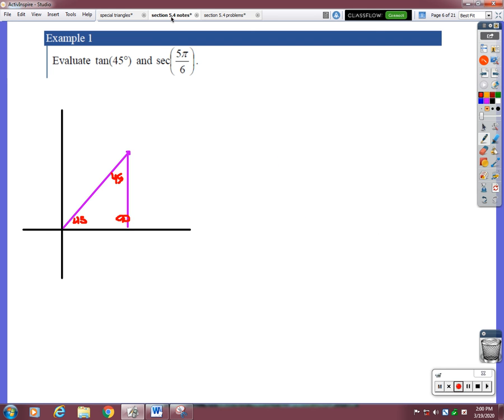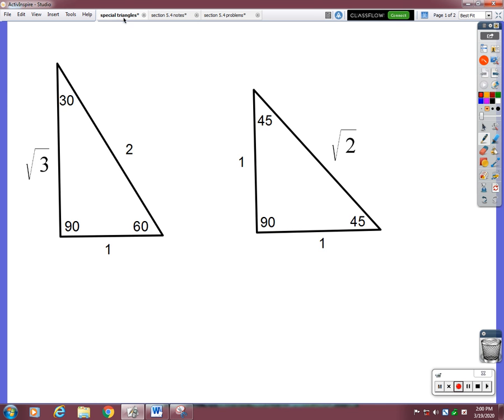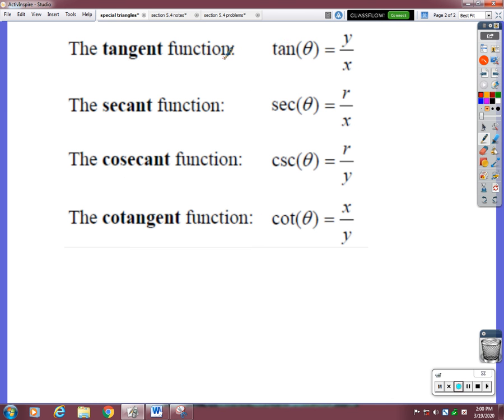If I look at my special right triangles, that tells me what the different sides of that triangle would be. This is 1, and this is 1, and this is the square root of 2. That means the coordinates of this point, if I go to the right to get there, would be 1, and then I would have to go up 1, so the coordinates of that point are (1, 1). Now I have all the information that I need. I have the x, I have the y, and I have the r. So I'm going to go back and look at the definition of tangent that I just gave you. That is y over x.